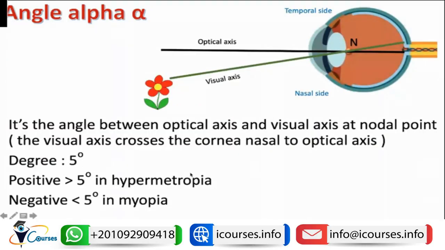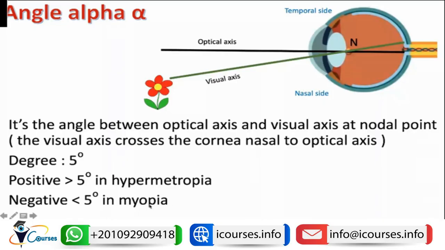So angle alpha, this is the angle between the optical axis and the visual axis. It is present at the nodal point. Normally it is about 5 degrees. In case the angle increases above 5 degrees, it is called a positive angle alpha. If it is in myopia, it will decrease to less than 5 degrees and even become negative. So this occurs in myopia.